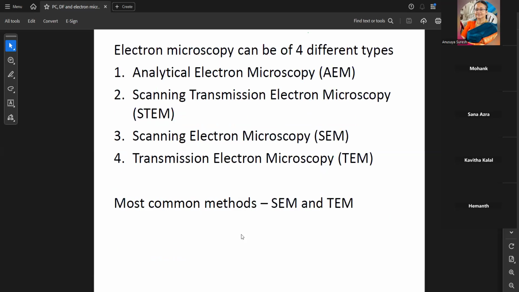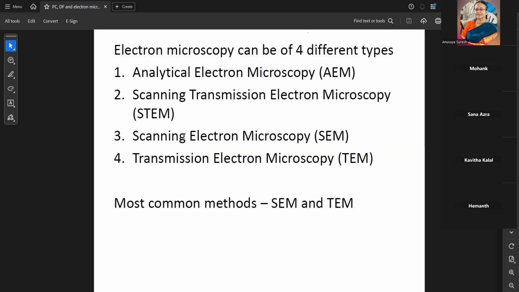Okay. Now, when we say electron microscopy, we are speaking generally. In electron microscopy, there are 4 different types. You have analytical electron microscopy, or AEM. The second type is scanning transmission electron microscopy, or STEM. Then we have scanning electron microscopy, or SEM, and transmission electron microscopy, which is called TEM.